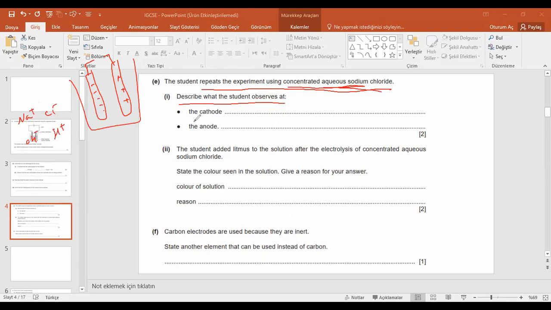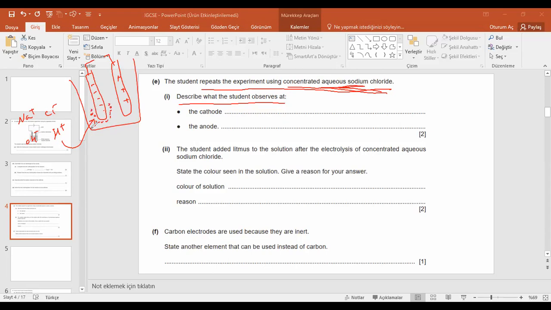Look, at the cathode, which substance will be attracted? Once more, at the cathode, H+ will be attracted, it gains electrons, and it becomes hydrogen gas. Here hydrogen gas is being liberated.